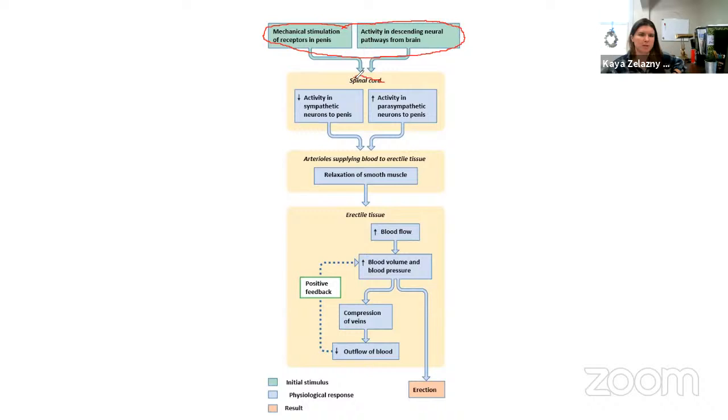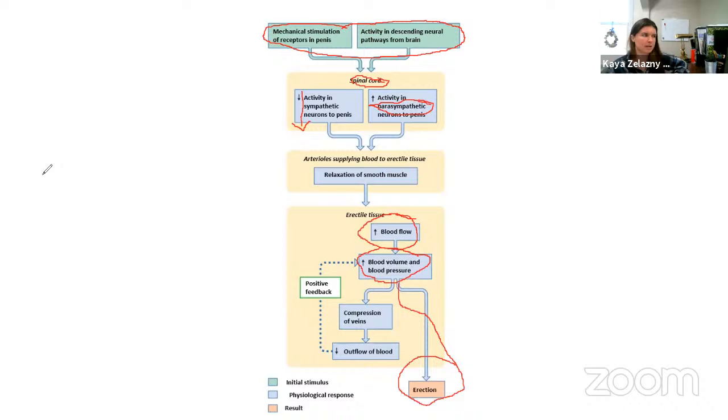This impulse comes to your spinal cord. So in the spinal cord, what happens is that we have lowered sympathetic activity in the neurons to the penis, and we're raising the parasympathetic activity, which is what's causing the erection. So specifically what happens is that the arterioles supplying the blood to the erectile tissue, the smooth muscle around them relaxes, so they dilate, so they have greater flow. As more blood flows into the penis, it produces pressure and volume. The pressure and volume itself are the erection.